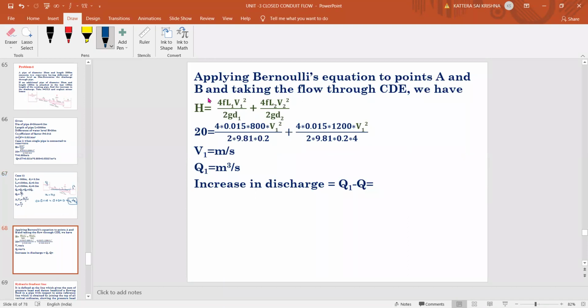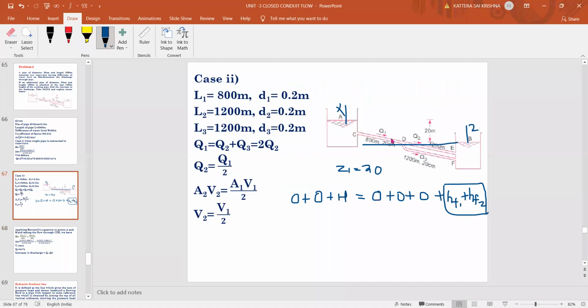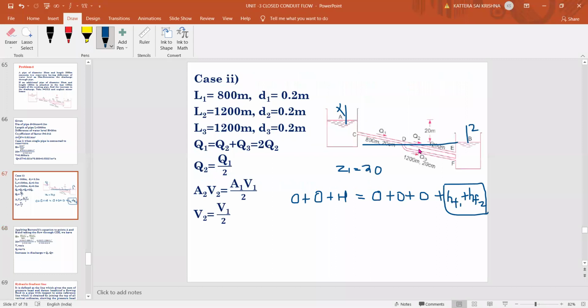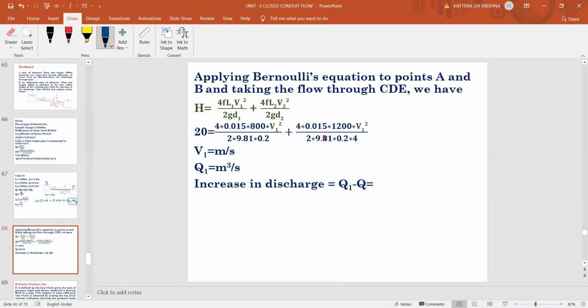So after applying Bernoulli's equation, we get capital H equal to the loss of head because of friction in the first section of the pipe between C and D, plus the loss of head because of friction in either DE or DF, anyone. Both will be the same, so I have taken DE. You can assume it is D. So these are the two losses.